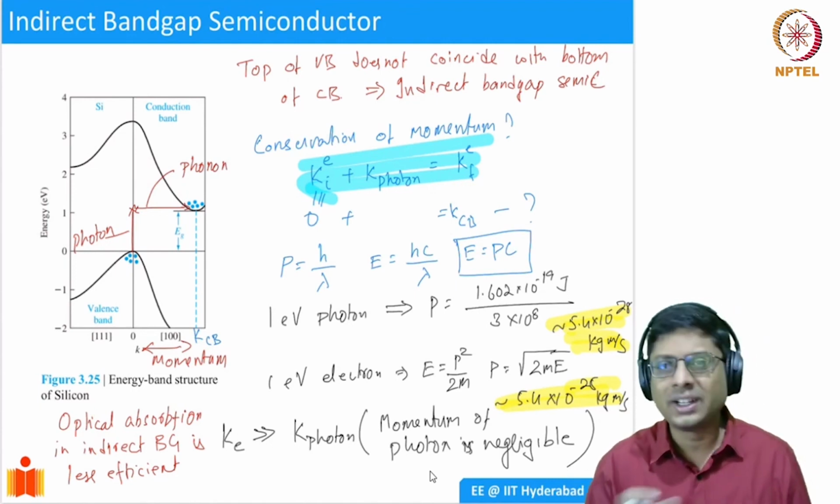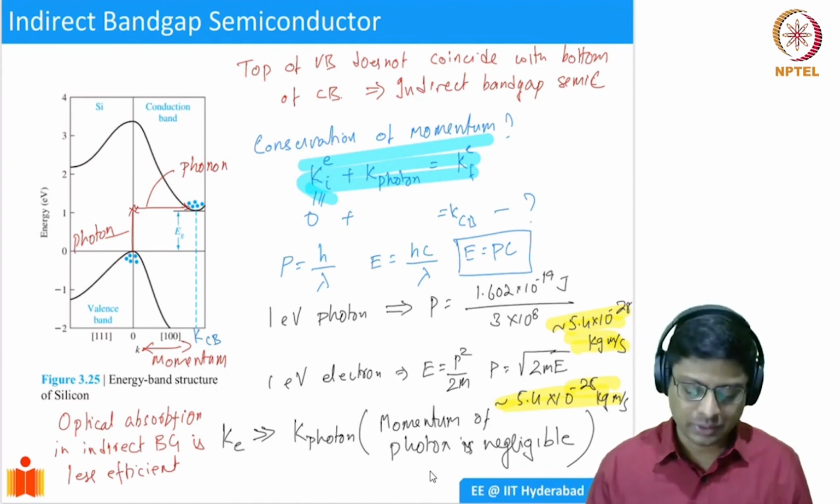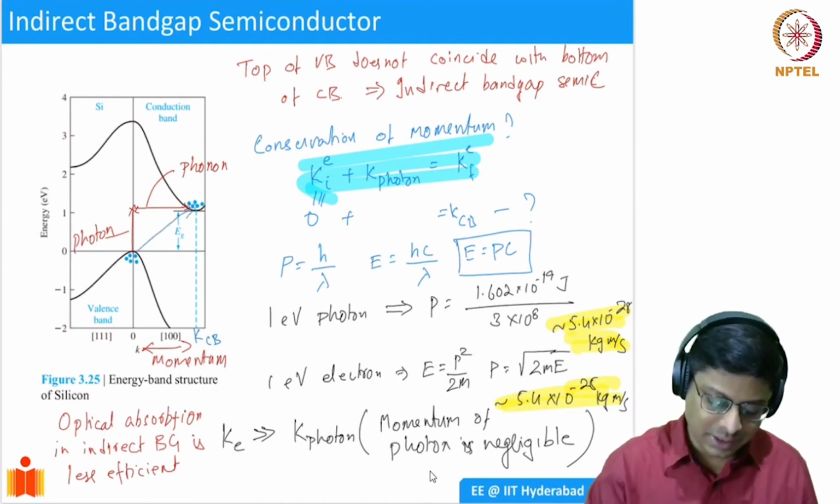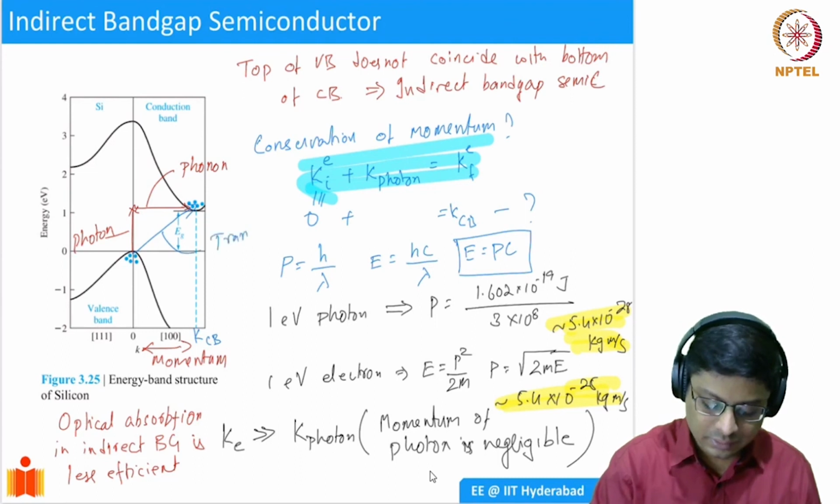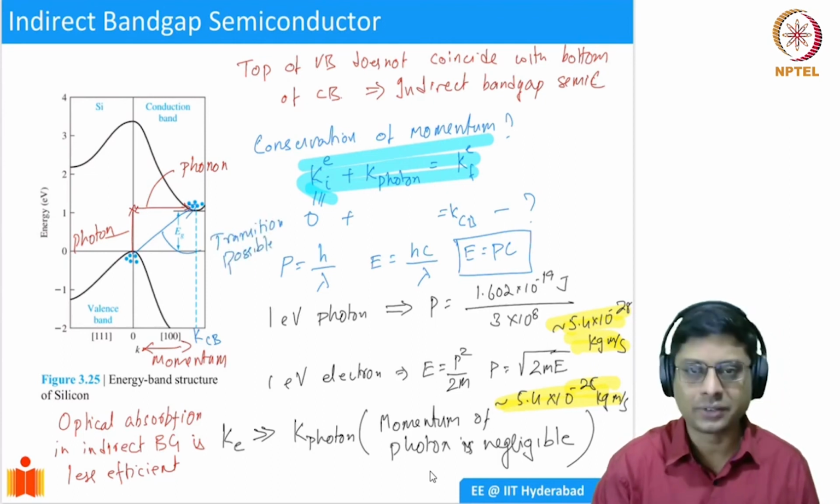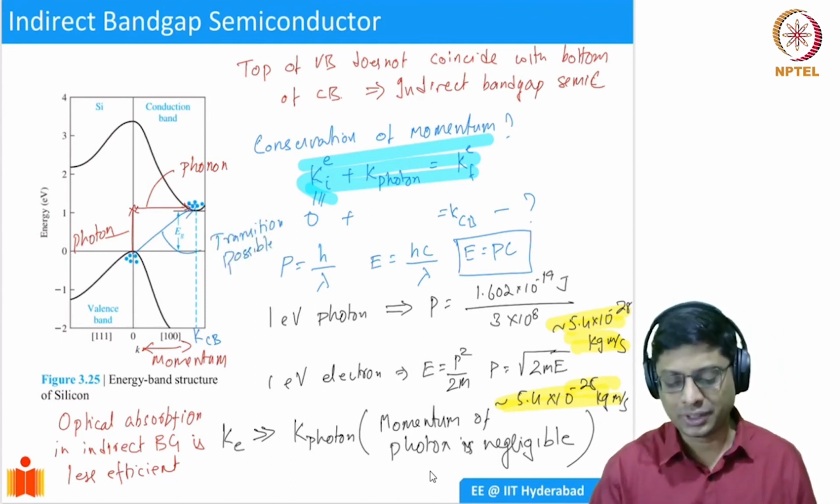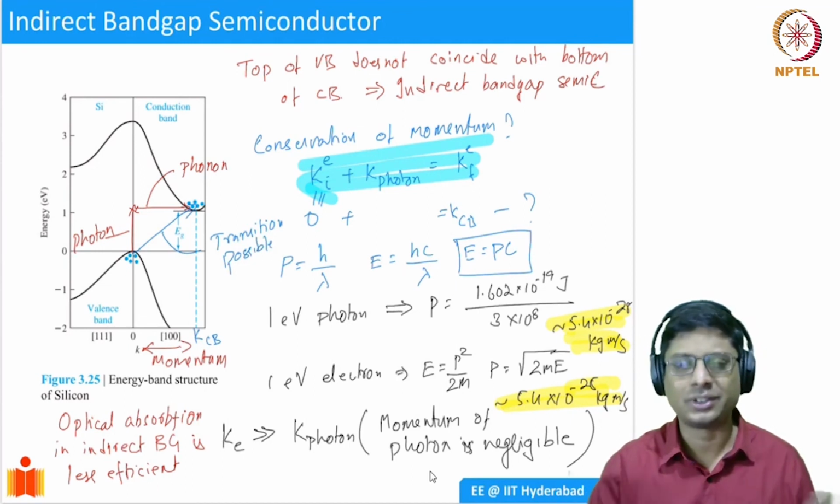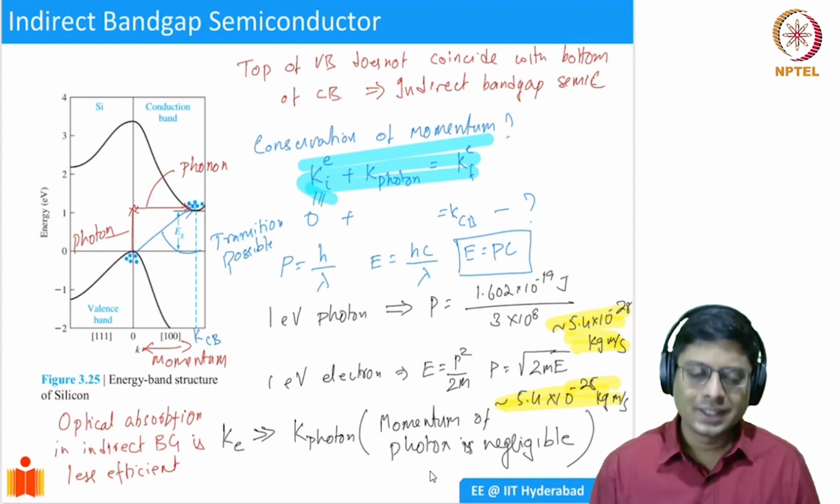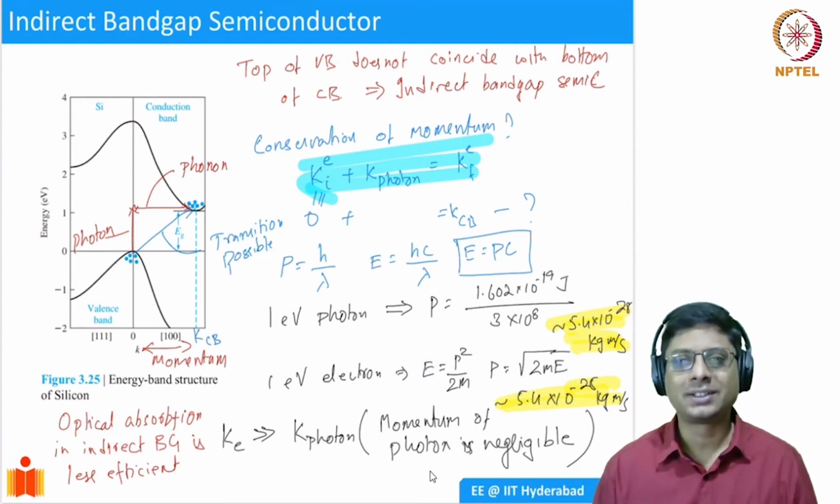So it requires an additional quasi-particle called a phonon. A combination of these two can actually make a transition occur. If these two occur simultaneously, then you can have the transition possible, and the conservation law will be satisfied. Of course, you have to rewrite this conservation law and put in the photon momentum also, as a vector sum, but it's not necessary right now. We call it a second order process, and that is less efficient. That's why indirect bandgap semiconductors are not good light absorbing or emitting materials.